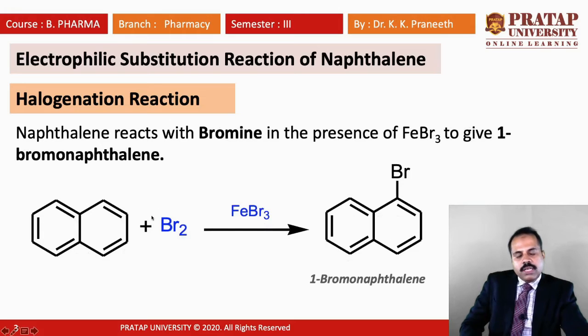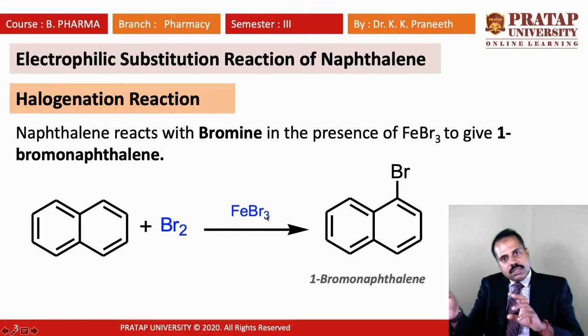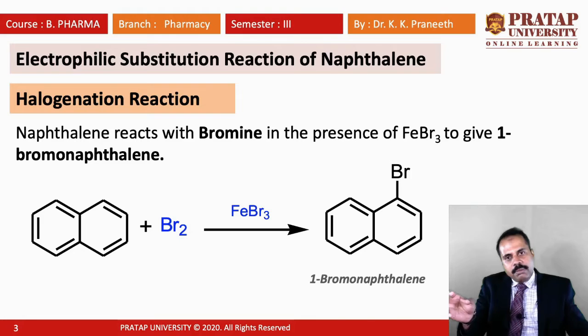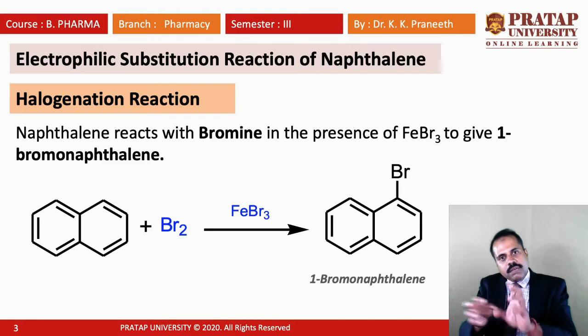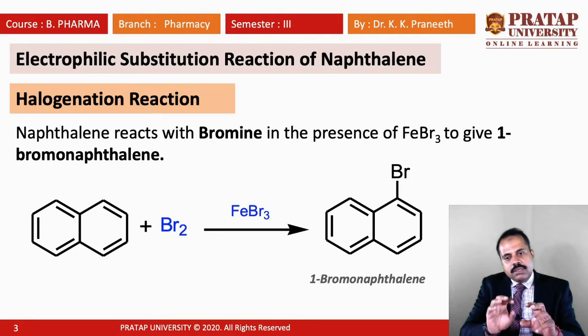Similarly, here also, Br plus is the electrophile. This is an electrophilic substitution reaction. Br plus attacks here, and the other Br goes as HBr. Here the Lewis acid used is iron bromide. We changed iron chloride to iron bromide because otherwise you would have mixed byproducts.